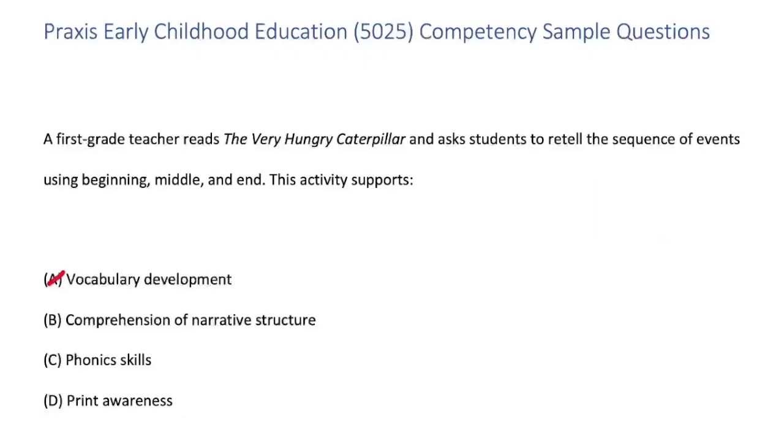Let's begin by eliminating the incorrect options first, starting with A, vocabulary development. Although vocabulary is reinforced here, vocabulary development would involve teaching new words. We can next eliminate option C, phonics skills, because that relates to decoding and sound symbol correspondence, which is not relevant in this scenario. Lastly, we can eliminate option D, print awareness, which is more focused on recognizing the form and function of print, which is also not the goal here.